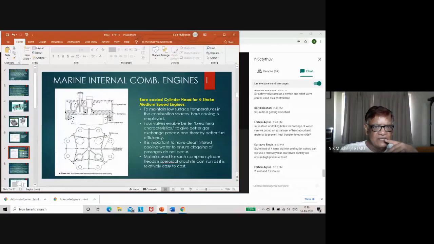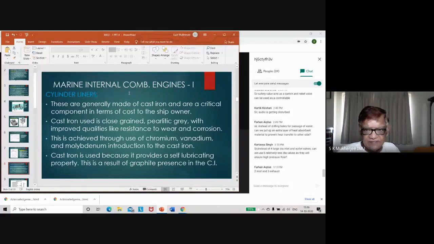Cylinder liner. Now we have finished with cylinder heads. Let us go on to cylinder liners. Now this is a very, very important part of the engine. Why? Because it affects the pockets of the ship owner very severely. And you are the person who will be responsible if the ship owner gets bankrupt, if the ship owner makes a profit. Okay. Cylinder liners are generally made of cast iron and are a critical component in terms of cost to the ship owner.